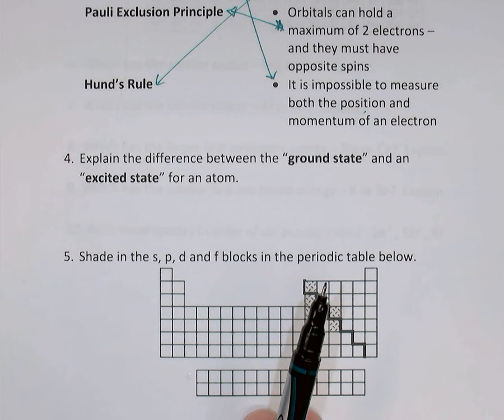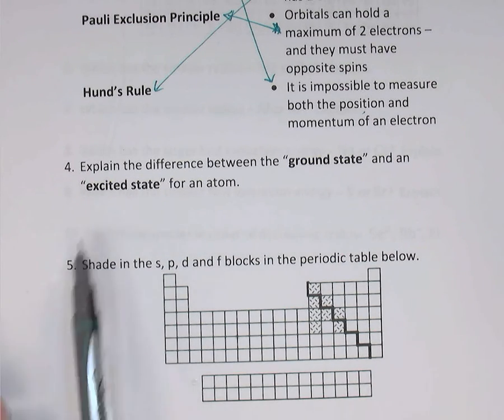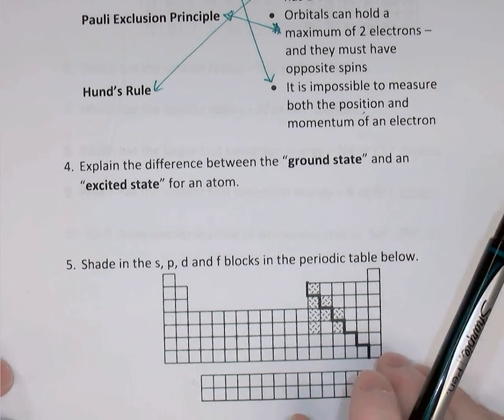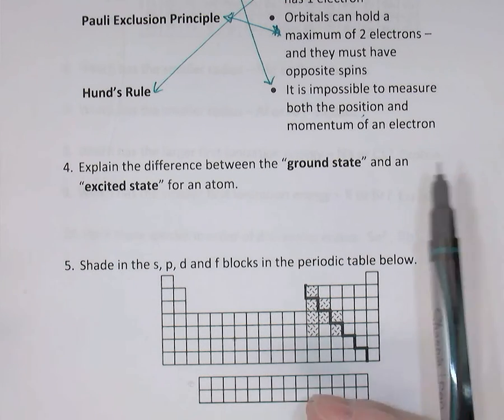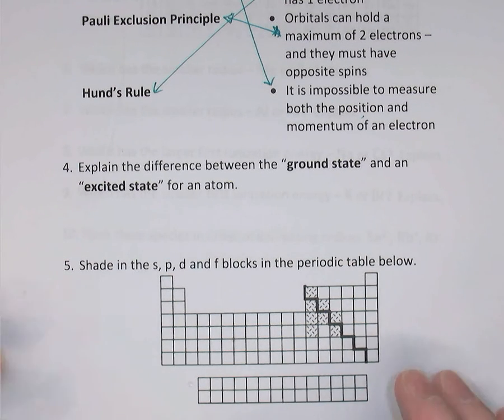If you don't obey the Aufbau principle, you'll place electrons in the wrong energy levels. They'll be in higher energy levels than they should be. You have an excited state. So excited states would be where one or more electrons are found in higher energy levels than they should be in the ground state.